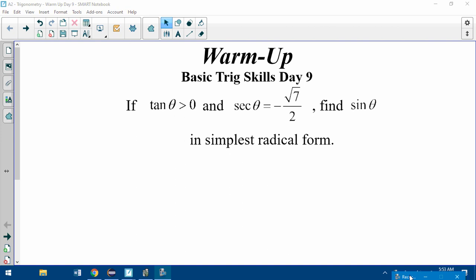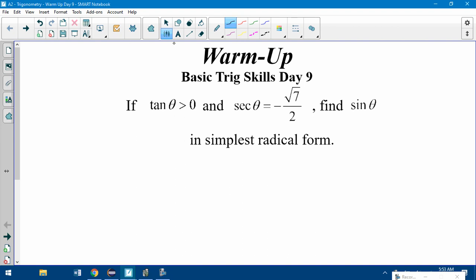So here's today's warm-up, and I want you to take a couple minutes to try it. We've been doing these types of questions for the last couple days. You now know 2 ways to do this question if you watched yesterday's video, so give it a shot. Right, so here's how I would do it.